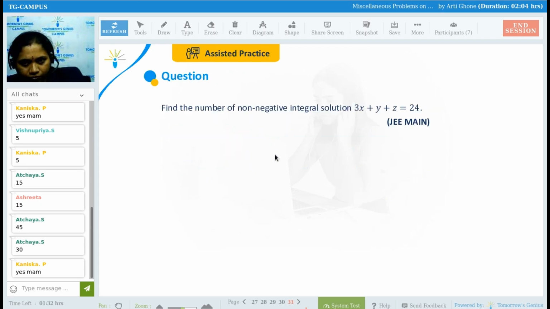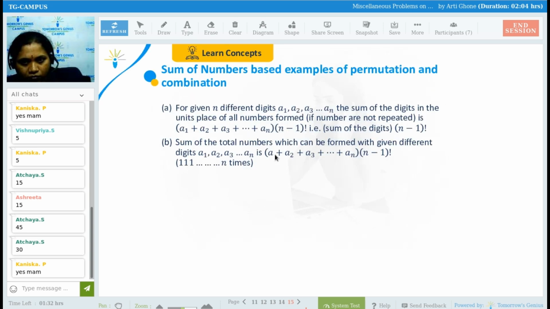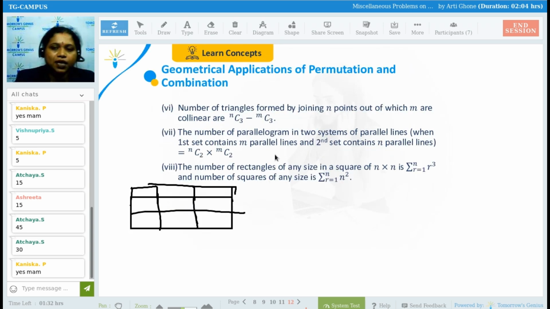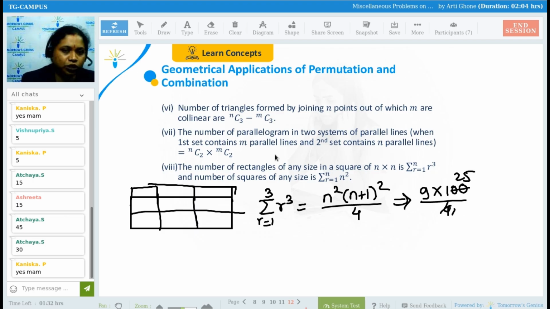So now, back to our question. See here, the number of rectangles of square size n cross n is the summation of r cube from 1 to n. So what will be our answer for the number of rectangles in this? It is the summation of r running from 1 to 3 of r cube. Clear? What is the formula of r cube? n square into n plus 1 whole square divided by 4. So I am just putting in the values: 3 square is 9, 9 plus 1 is 10, 10 square is 100, divided by 4. So 25 into 9 will be the number of rectangles in this question.